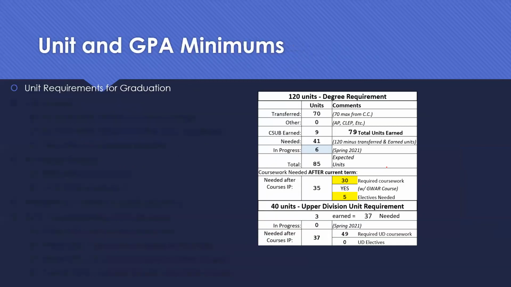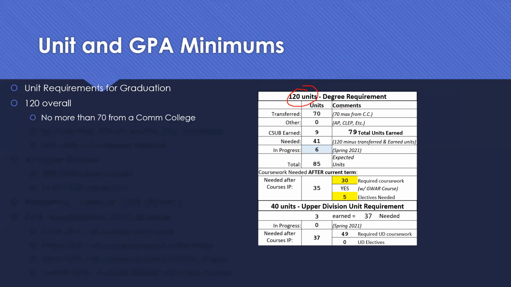In your advising paperwork, we will always include a unit grid. That's what we call it. And this is just to help you understand not only your academic requirements, your course requirements, but also your unit requirements. Everyone has to meet a particular number of units in order to graduate from a CSU. It is 120 units that you need.